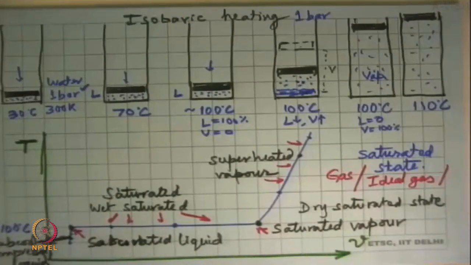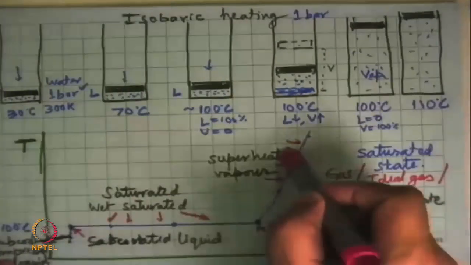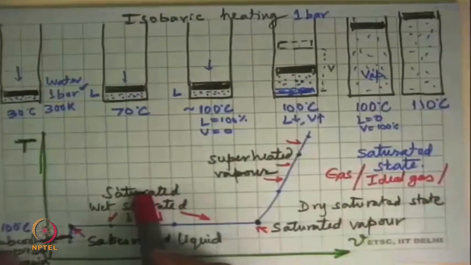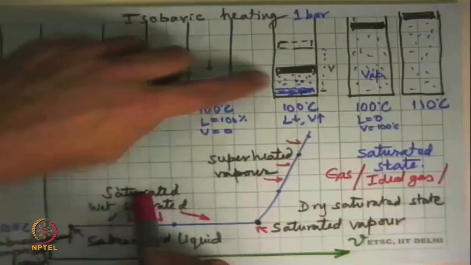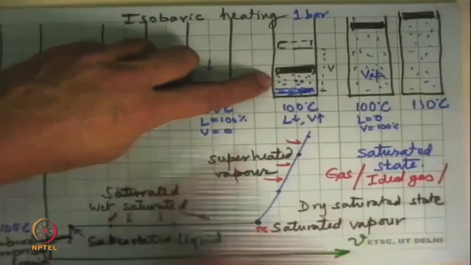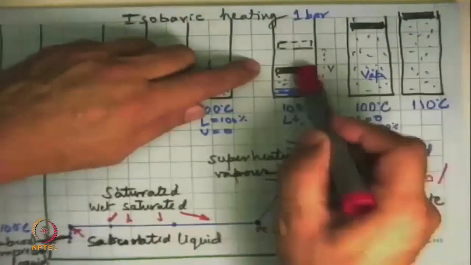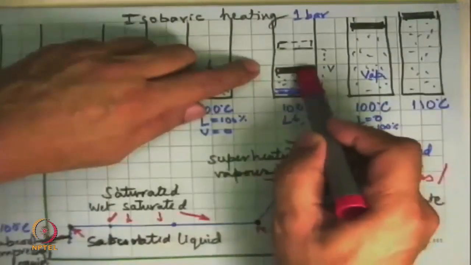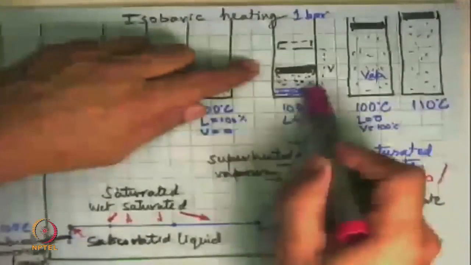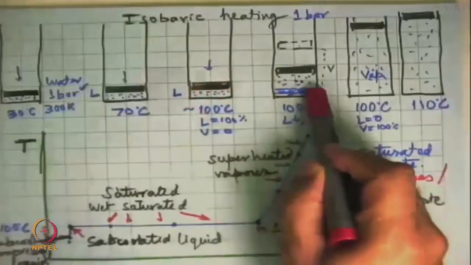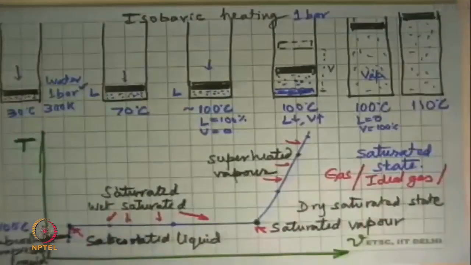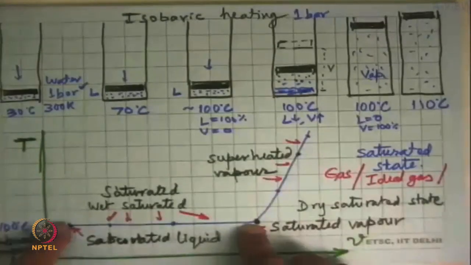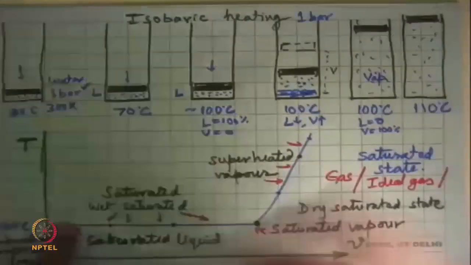Okay, so we have introduced 5 very important concepts: subcooled or compressed liquid, superheated vapor, wet saturated state. In the wet saturated state, as you can see from here, this whole state is called wet saturated, but the top part was saturated vapor, and the lower part where the liquid was, that liquid was saturated liquid. So actually this is a mixture of this state plus this state. It is no new state as such.